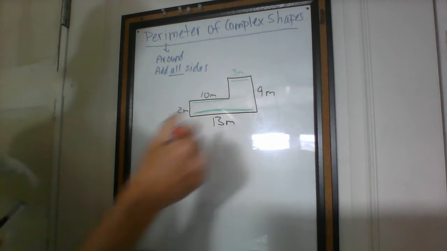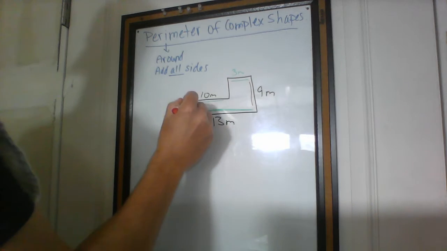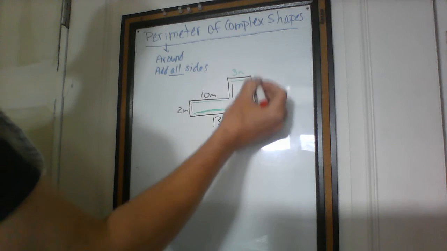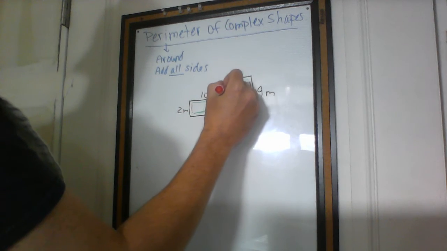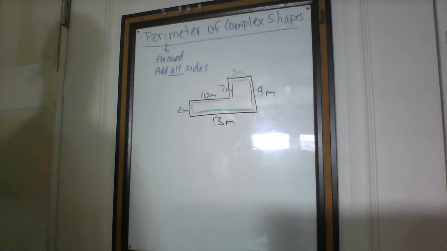We do our verticals, there and there. We know we got 9. We've used 2. 9 minus 2, we get 7 meters. Okay.